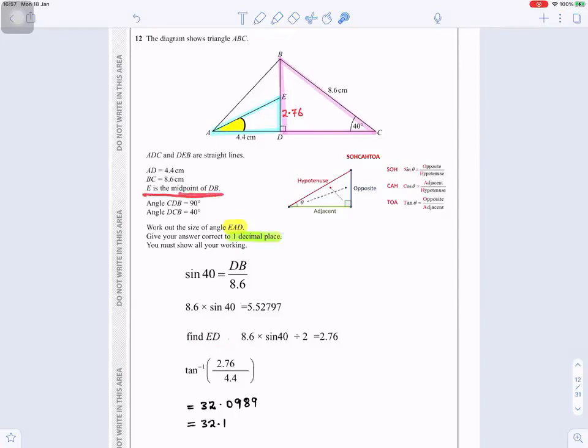E is the midpoint of DB, and because it says it's the midpoint, that's why we divide by 2. So it's the midpoint, that means you have it divided by 2 and it gives you 2.76, which is ED. Now we know 2.76 is ED.